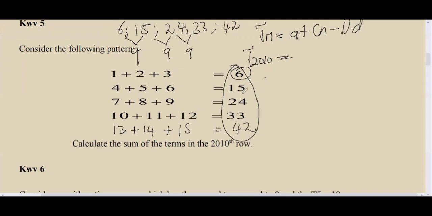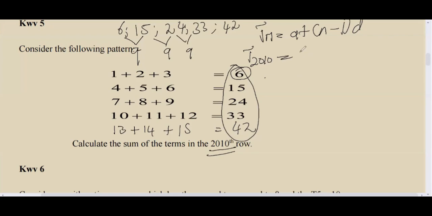Now, since we can see that this is forming an arithmetic pattern, we can use the arithmetic formula to find the value that will be at term number 2010. If we find the value at number 2010, that value will represent the sum of the terms in row number 2010, right? As this 6 is representing the sum of the first row, this 15 is representing the sum of the second row. The value that we find in term number 2010 will represent the sum of the 2010th row, right?